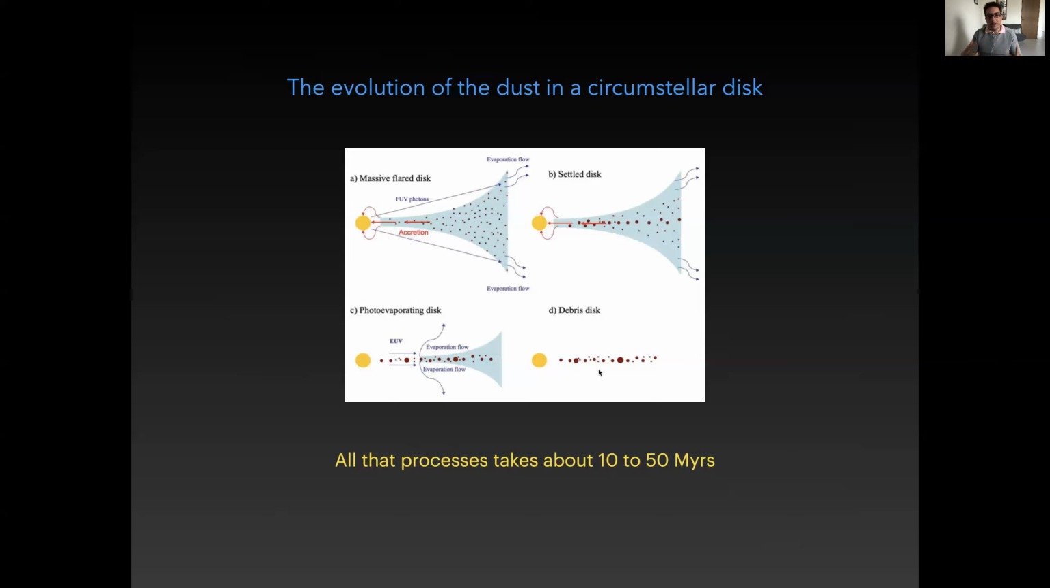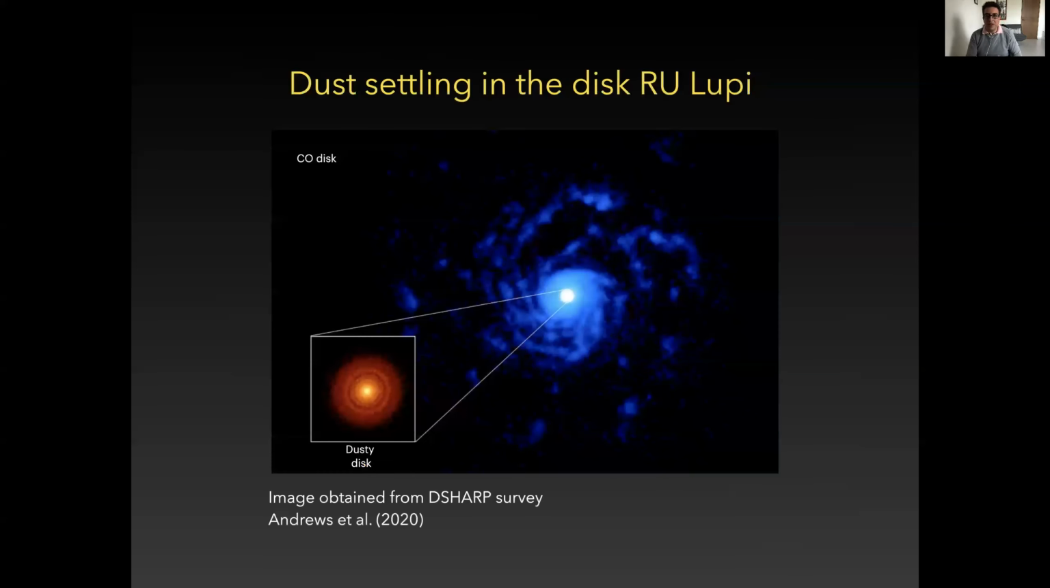The disk has to evolve in different phases. The dust has to settle down on the midplane to grow and form really large particles, and these particles are going to evolve to form small embryos, and these small embryos probably form planets at some point. Here's a really nice example of this kind of settling.